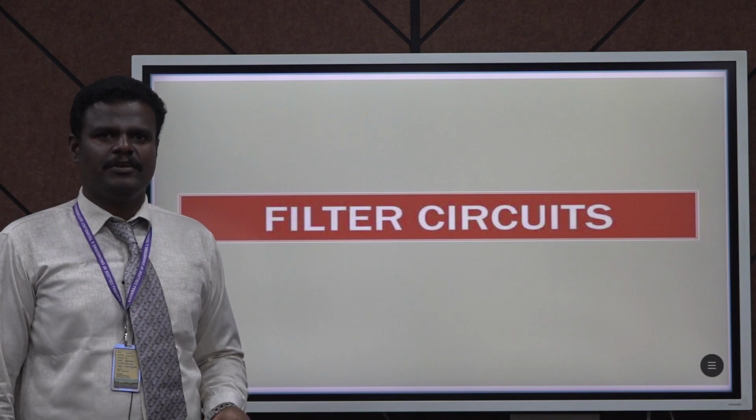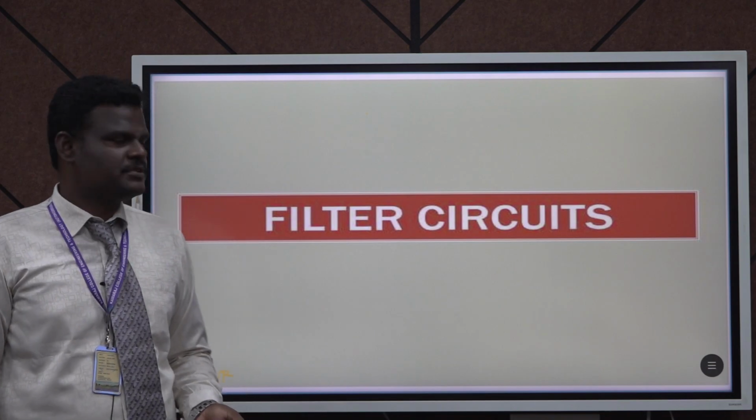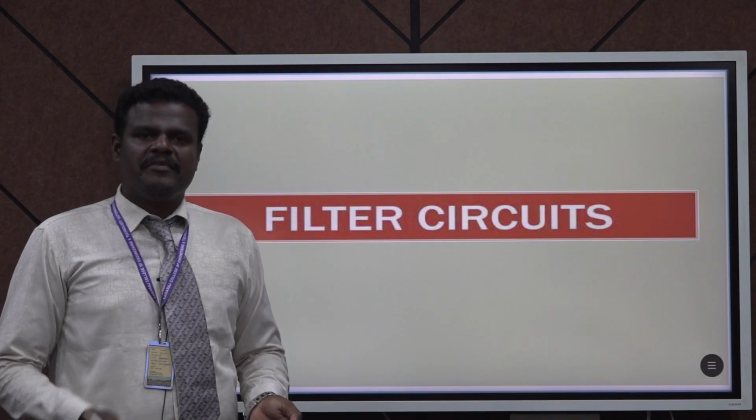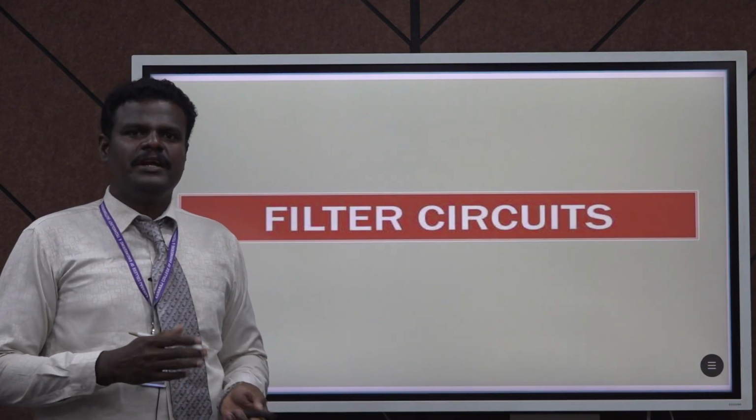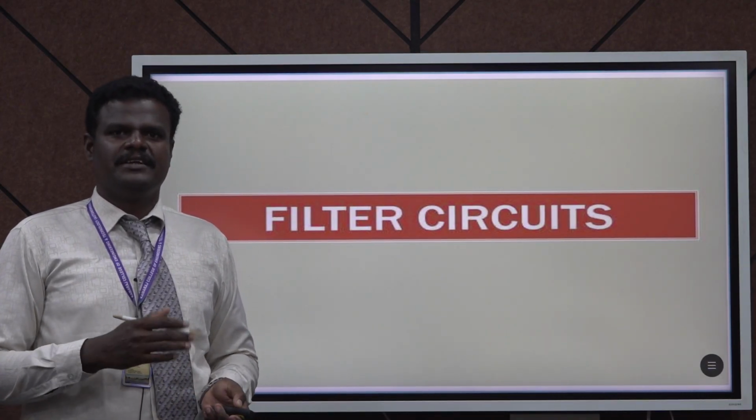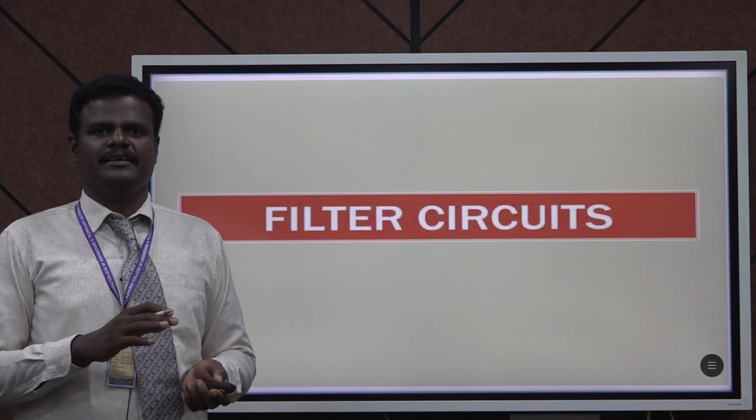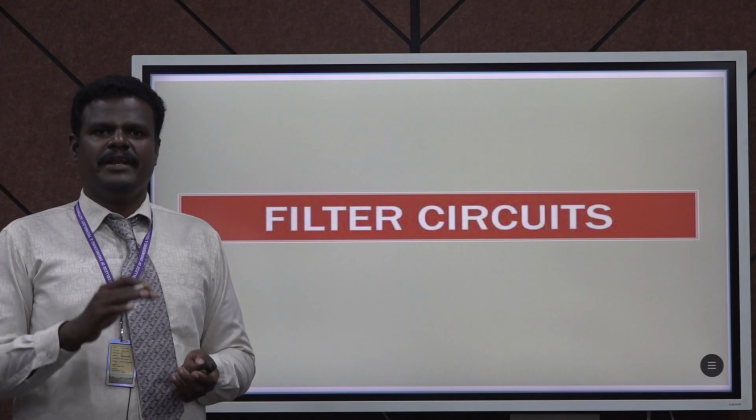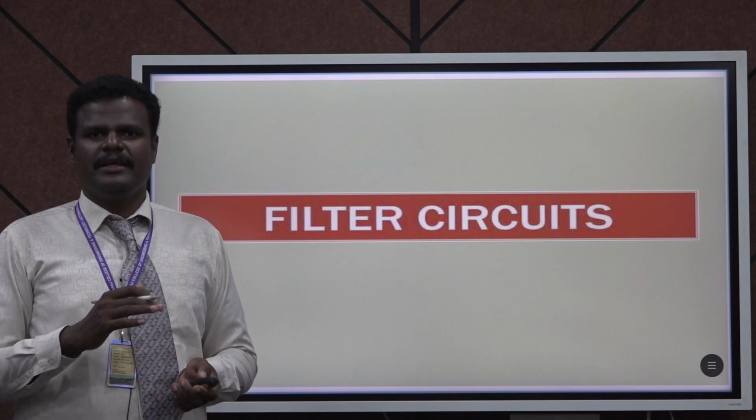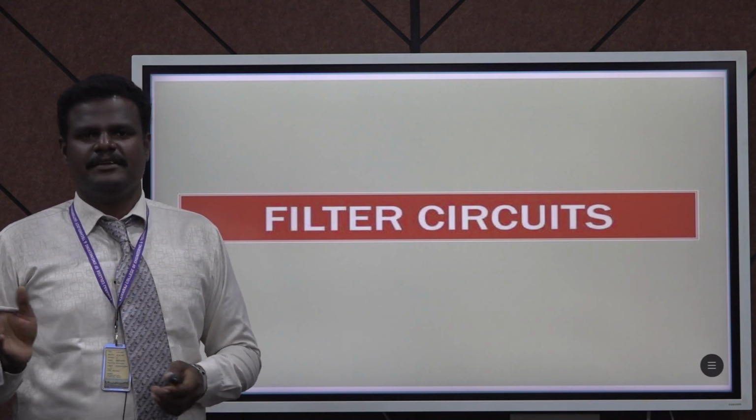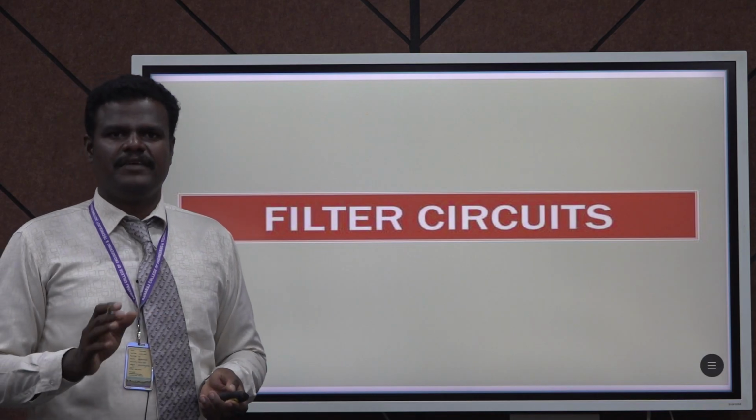In this video lecture, we are going to discuss filter circuits. In the previous lecture, we discussed diode bridge rectifiers. In diode bridge rectifiers, the AC content present in the DC side is called ripple. We need to reduce the ripple in the DC side. For that, we need filter circuits.